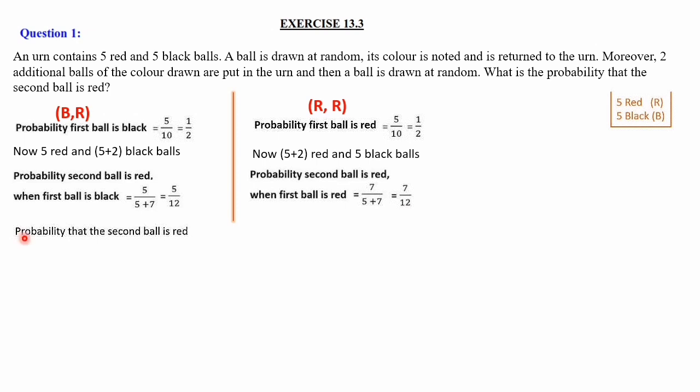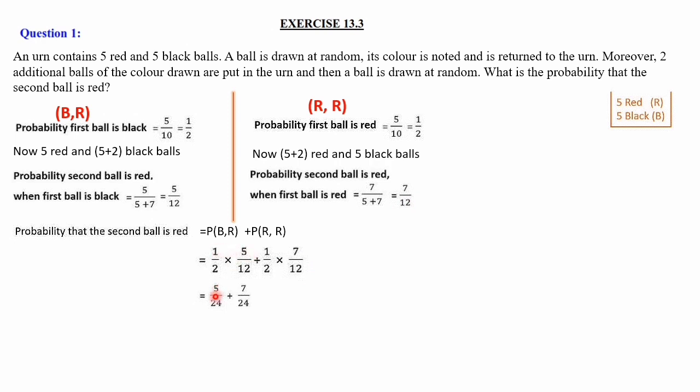Now the probability that the second ball is red is equal to probability of BR plus probability of RR. These two probabilities we have to add. That is equal to probability of getting a black ball, that is 1 by 2, times probability of getting a red ball the second time, that is 5 by 12. So 1 by 2 into 5 by 12 plus probability of getting a red ball the first time, that is 1 by 2, into probability of getting a second ball red when the first ball is red, that is 7 divided by 12. Just go for simplification.